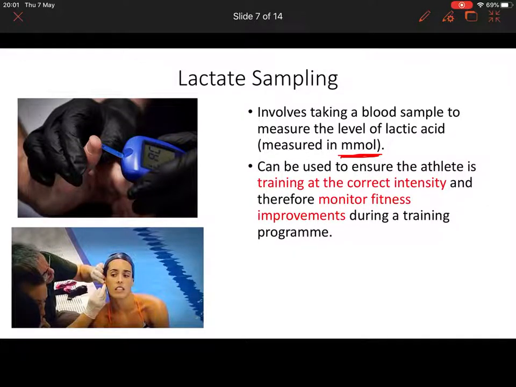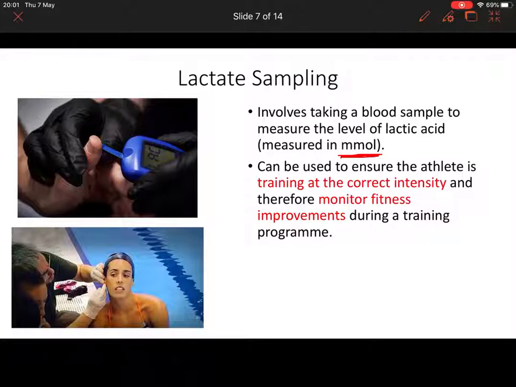I would really highlight the bits that I've got in red here, okay? So, why is it useful? Why is lactate sampling useful for athletes? There's two key things. It can be used to monitor whether the performer is training at the correct intensity. Again, one of the things that we will look at next year is that you can train at a certain percentage of your lactate threshold.